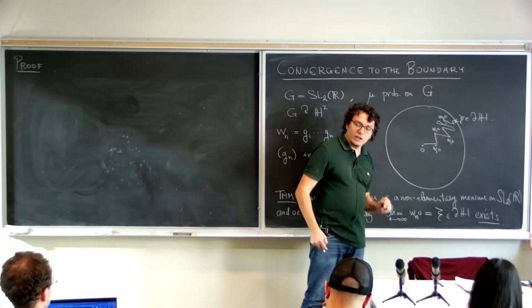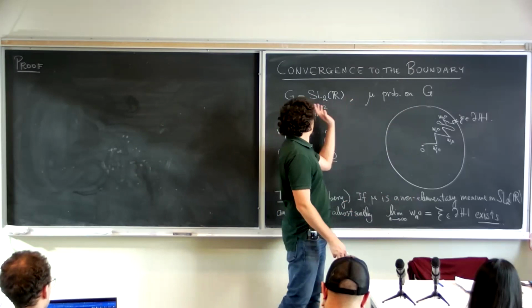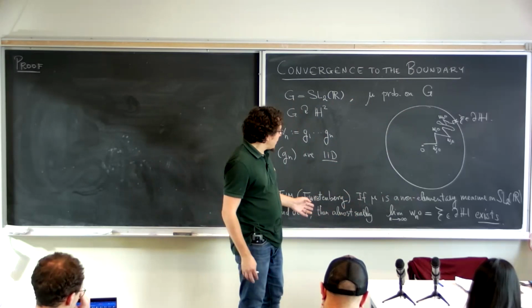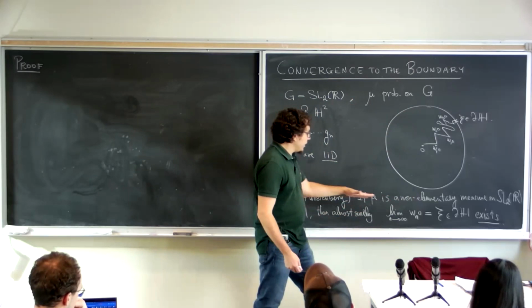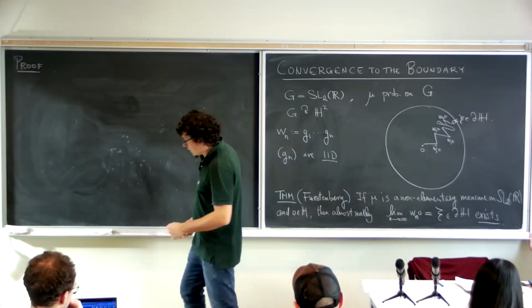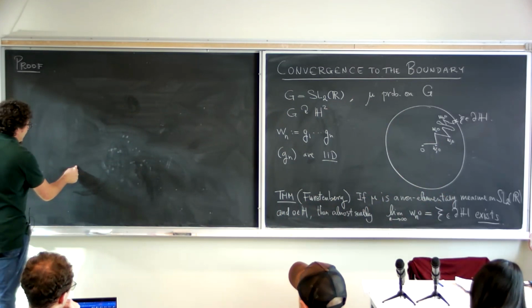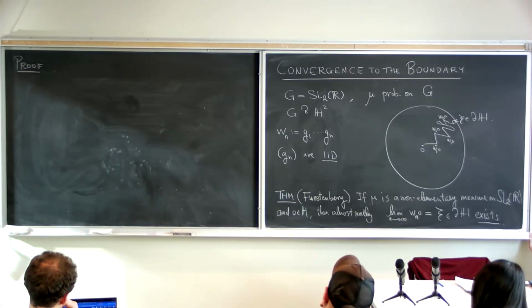So the group generated by the support could be dense or something like this. This doesn't matter. And you have no moment condition. So the jumps could be enormous. So the only thing that we have is the non-elementary condition. So that's, I think, quite a nice fact. But the price to pay in some sense is that the proof is somewhat non-constructive. So it uses this boundary action.